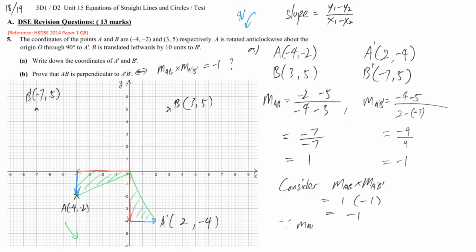Since slope AB times slope A prime B prime is equal to negative 1, therefore we can draw the conclusion that AB is perpendicular to A prime B prime. Then we have answered the question.